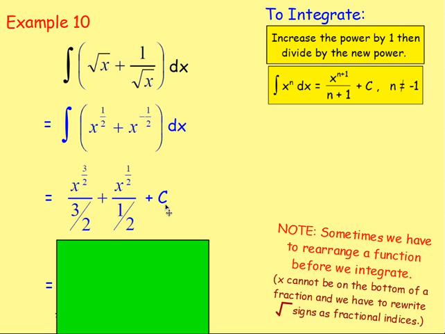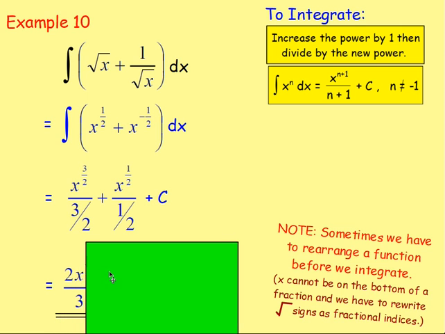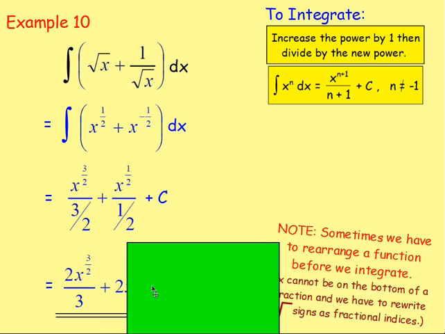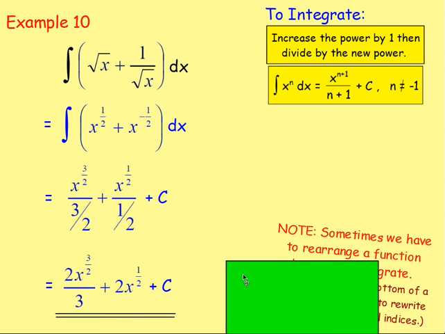You probably want to tidy this up a bit. Again, you don't want fractions within fractions. So if you're dividing by a fraction, turn that upside down and change it to multiply. So from there, dividing by 3 over 2 is the same as multiplying by 2 over 3. So this here would become 2 over 3 times that x to the power of 3 over 2. Plus, dividing by a half is the same as multiplying by 2. So that would become 2 times x to the power of a half. And again, you would have plus c.